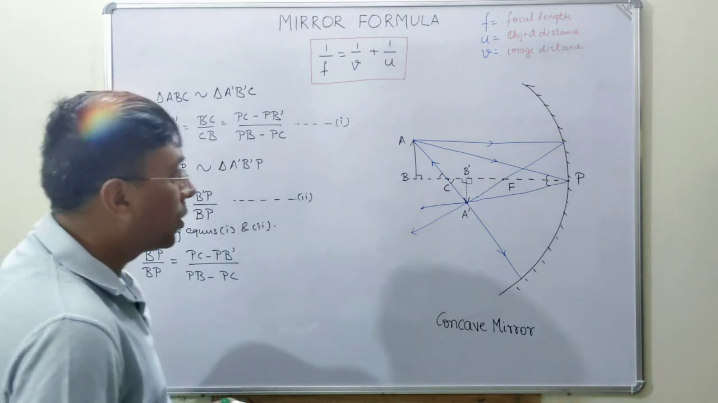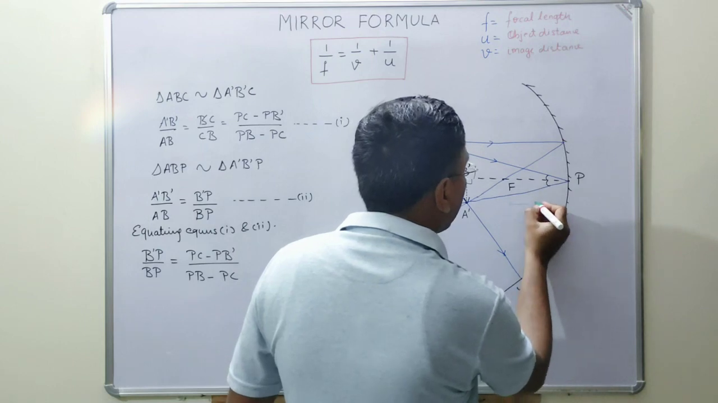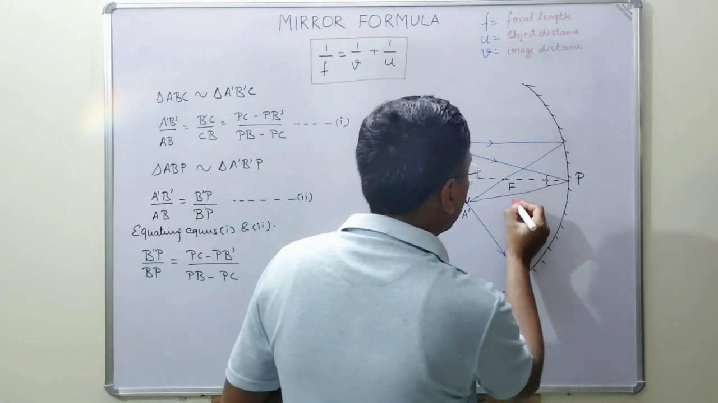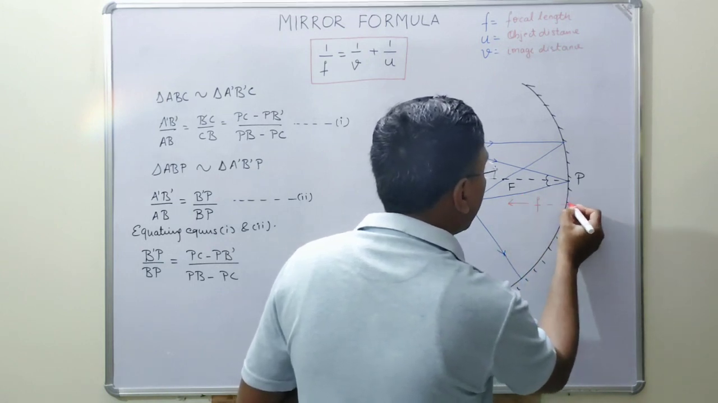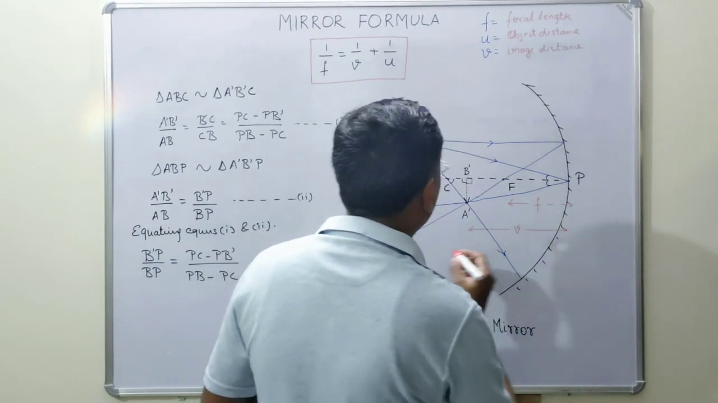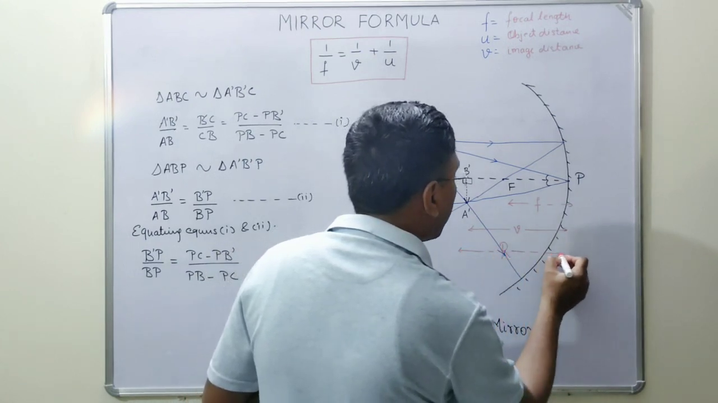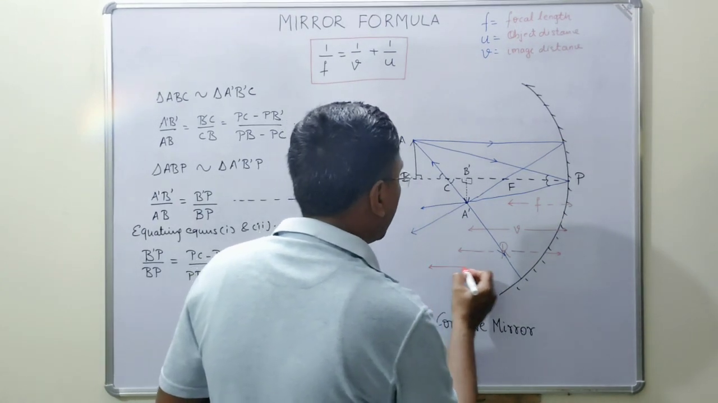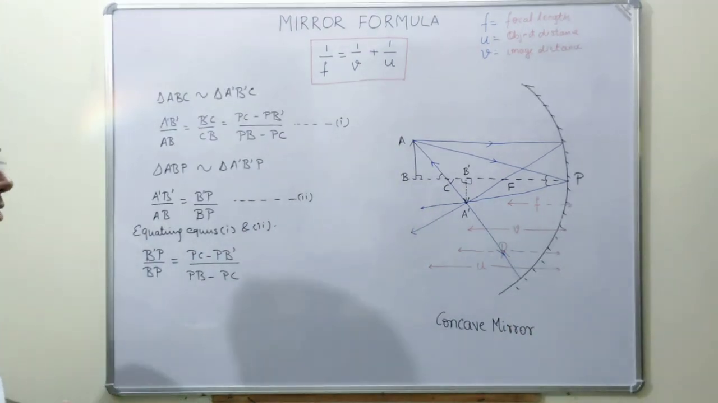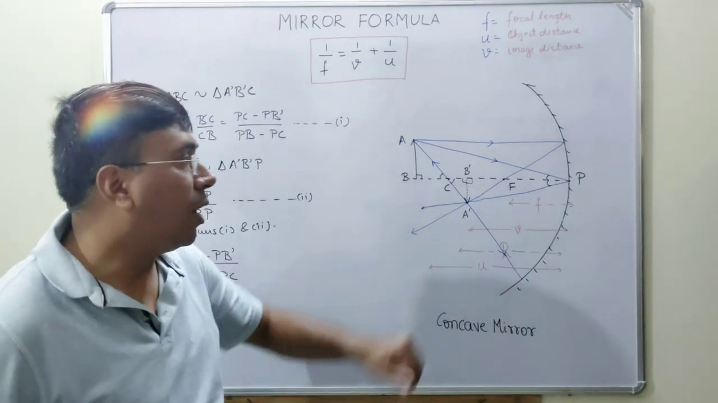Now, coming back to the same figure, what about this PF? PF is the focal length, f. I'll use another color. So what is this PF? PF is the focal length. What about this PB'? This distance is v. What about this PC? This distance is R. And PB, this distance is u. So now I will replace all these PC, PB', PB and so on with u, v, R or f.